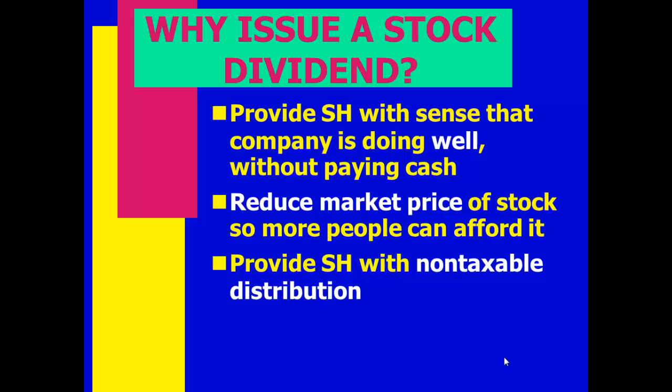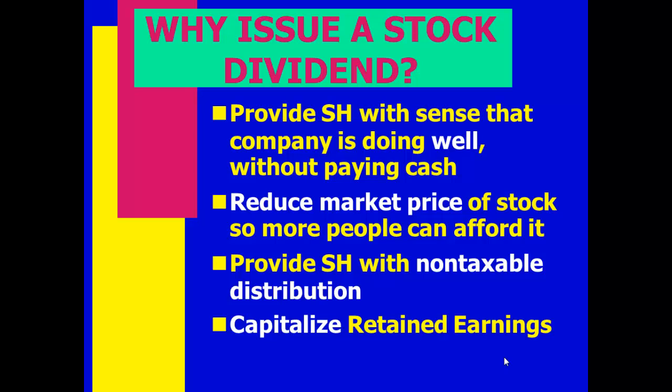Provide stockholders with a non-taxable distribution. If we give them a cash dividend, they have to pay tax on that. They do not pay tax on a stock dividend. To capitalize retained earnings. We'll kind of come back to that. That's a little sneaky thing also with stock dividends.